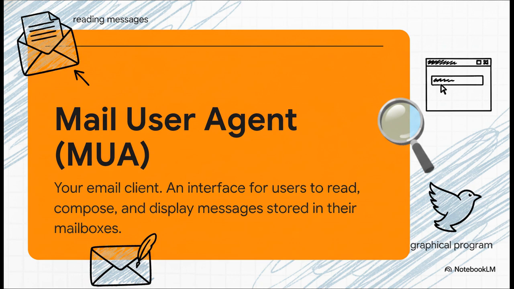And finally, we get to the part you actually see and use, the Mail User Agent, or MUA. This is just your email client. It could be a graphical program like Thunderbird, or it might be a super simple command line tool like the Mail utility. It's how you read the mail the MDA just delivered, and it's how you write new messages to kick this whole process off again.